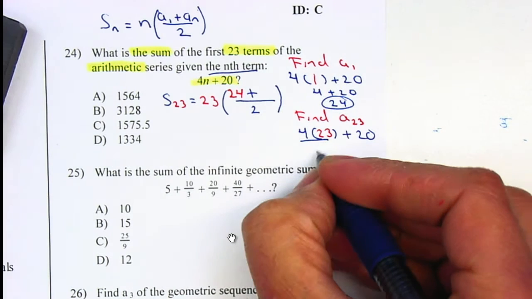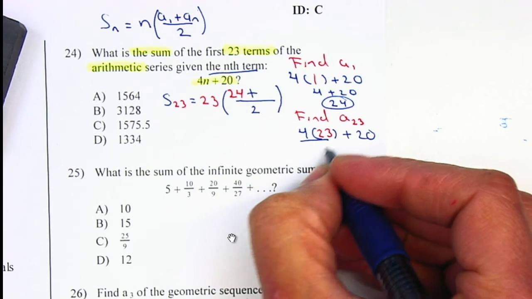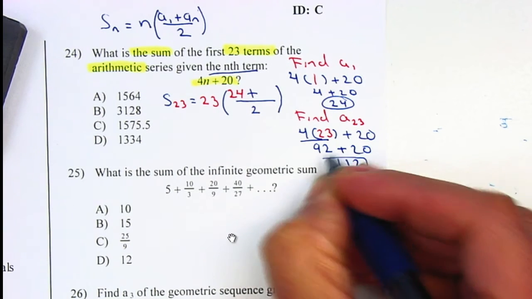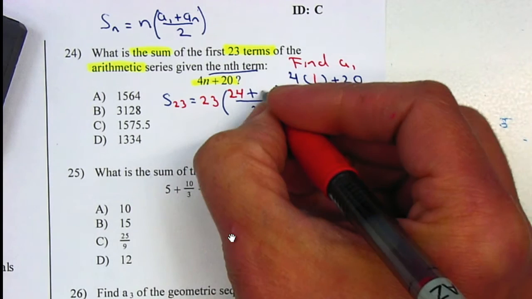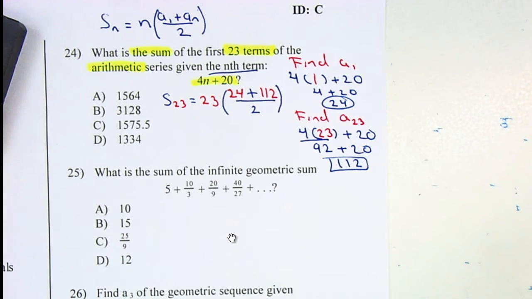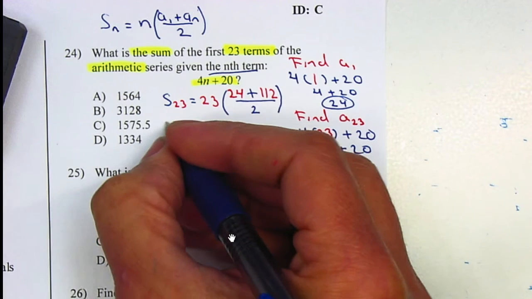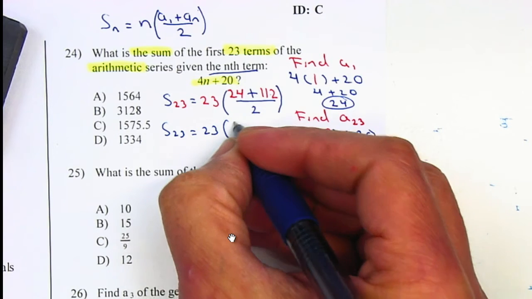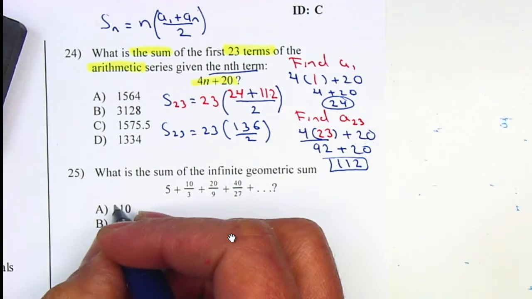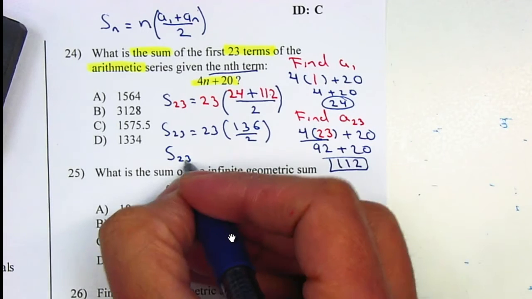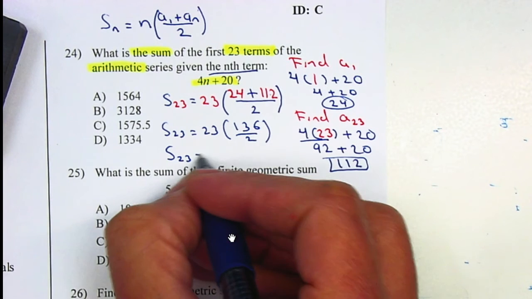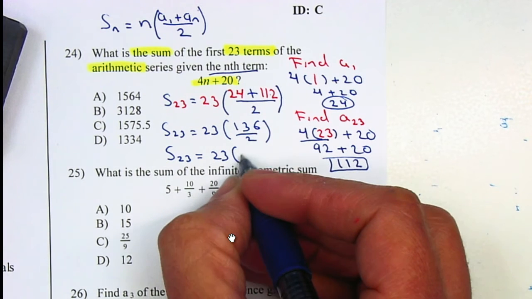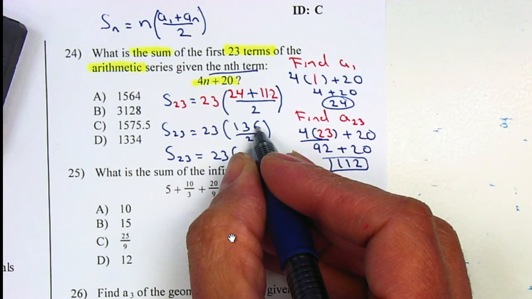4 times 23 is 92, plus 20 will give me 112. So the 23rd term on the series will be 112. Now I need to be able to just simplify, and that'll be my answer. S sub 23 is equal to 23 times, 24 plus 112 is 136, divided by 2. Now remember, S sub 23 means that I need to add the first 23 numbers. So 23 times 136 divided by 2, that'll be 68.